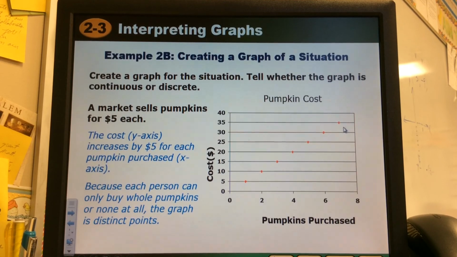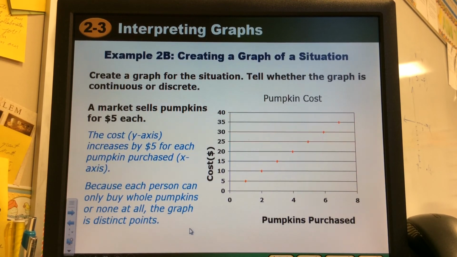This is a discrete graph because you're not going to buy a half a pumpkin or 1.5 pumpkins or 1 3/4 pumpkins. You're going to buy whole pumpkins. So each whole pumpkin would designate a particular cost. So that's discrete. There are just points. You do not connect the dots.